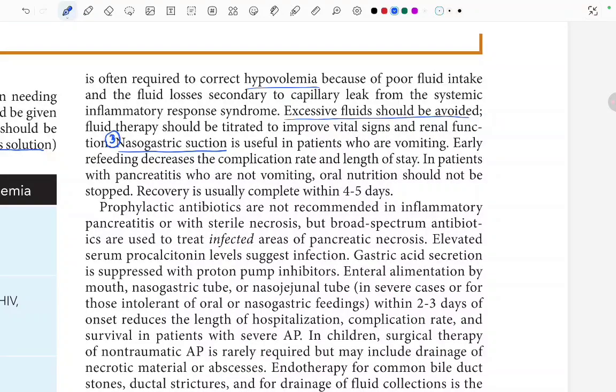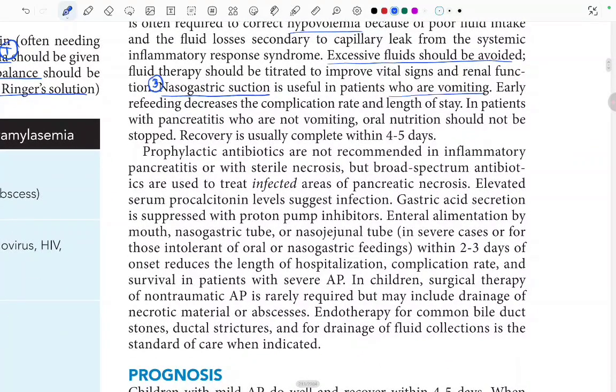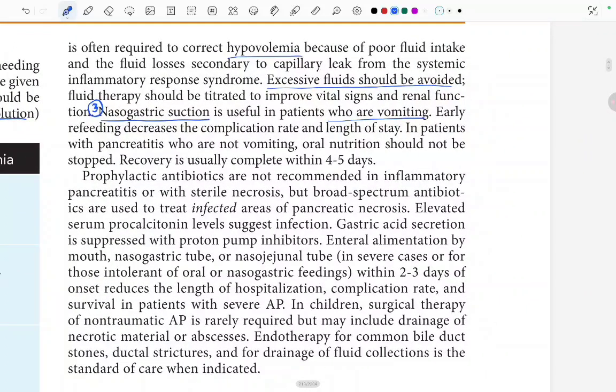In patients who are not vomiting, early refeeding decreases the complication rate and length of stay. In patients with pancreatitis who are not vomiting, oral nutrition should not be stopped. Recovery is usually complete within 4 to 5 days.